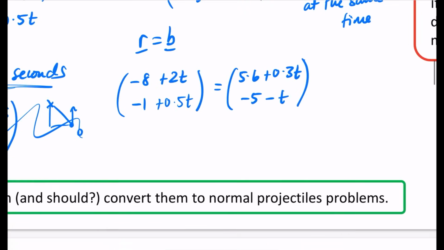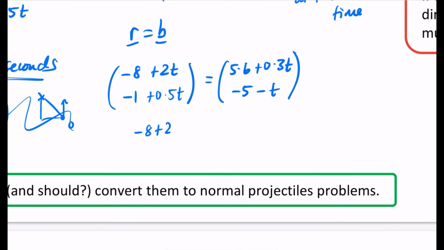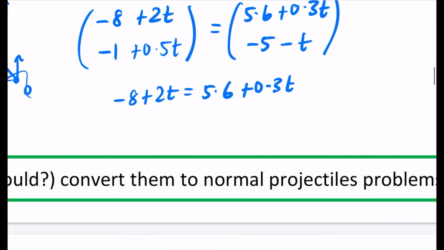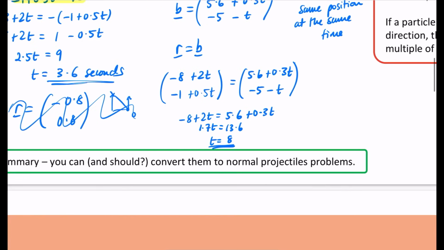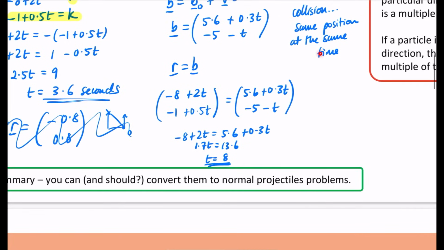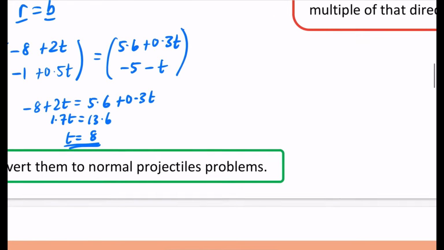So if I have a look at the i components, I get that minus 8 plus 2t is 5.6 plus 0.3t. So I shall subtract the 0.3t, so I get 1.7t is 5.6 plus 8, which is 13.6. And so t is 13.6 divided by 1.7, which is 8. Okay, so now I know they have the same i component when t is 8. But I need to check the j component to show that they have the same position at the same time. They have to have the same i and j positions.